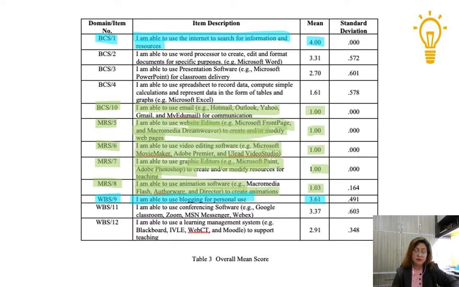Table 3 reveals the overall mean score for each item, and the item that reported the highest mean is basic computer skills, question 1, with a mean score of 4.0, and the item that scored the lowest mean is media-related skills with a mean score of 1.0. This shows that all the respondents strongly agree to item 1.